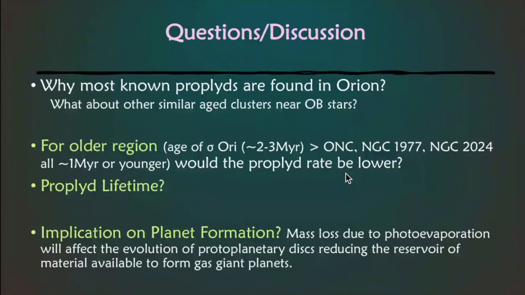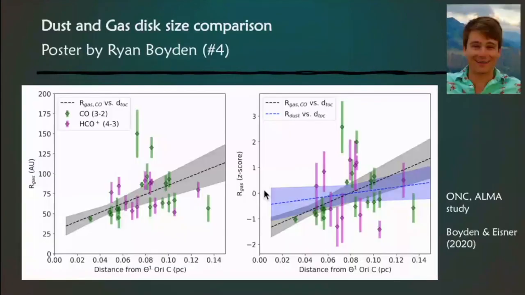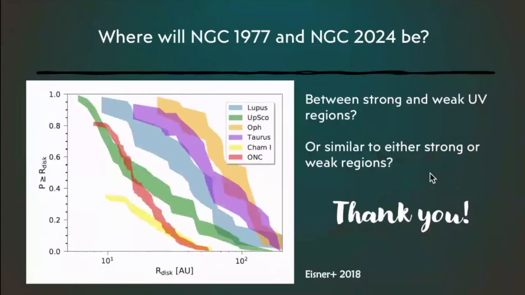I wanted to draw your attention to Ryan Boyden's poster, where he also talks about the ONC dust and gas, and how they look different. The dust mass and gas mass seem to be lower, and the size of the gas disk is actually quite different too. So please go and find Ryan Boyden's poster, and I think I'm going to stop here.